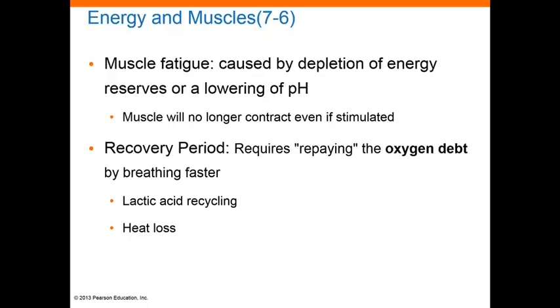Now, heat is going to be produced during exercise, and that will raise the body temperature. So one of the things that your body does to compensate so that you don't overheat every time you are at peak exercise is the blood vessels in your skin are going to dilate, and the sweat that's covering the skin will evaporate faster, and so that will promote heat loss during that recovery period.